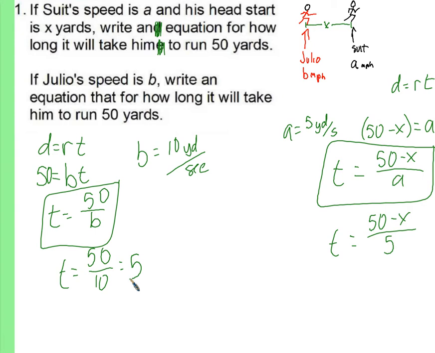Kind of reverse engineered this and then re-engineered it again to get 5 seconds, right? Kind of assumed his good speed was 5 seconds for 50 yards. So it takes him 5 seconds, so it needs to take him 5 seconds as well. Right? Good?